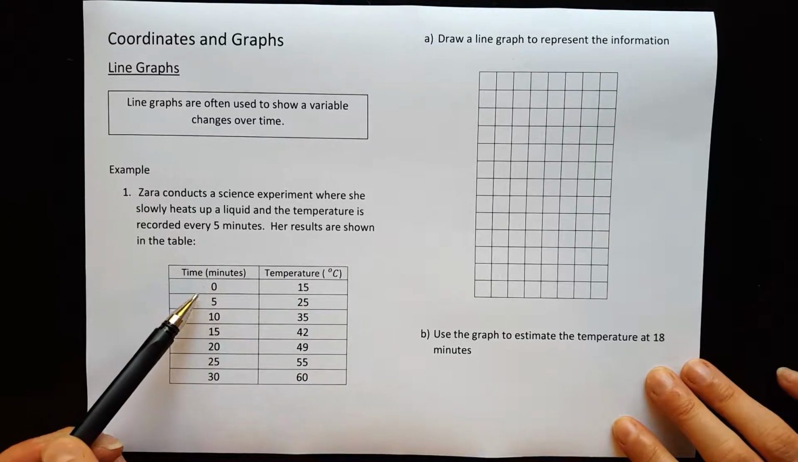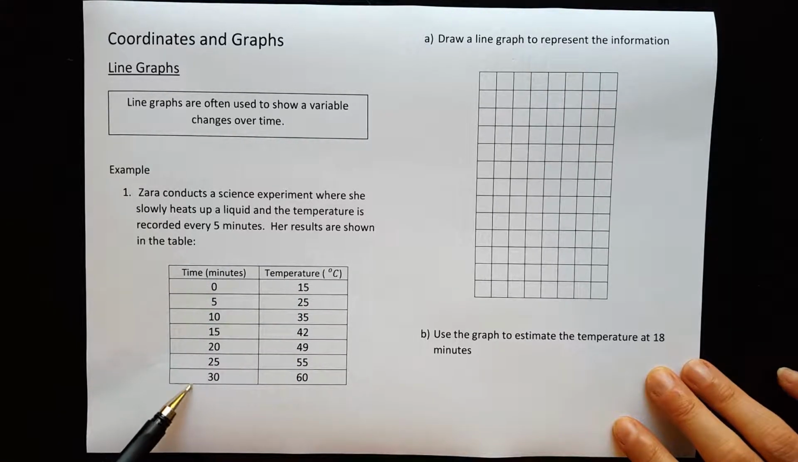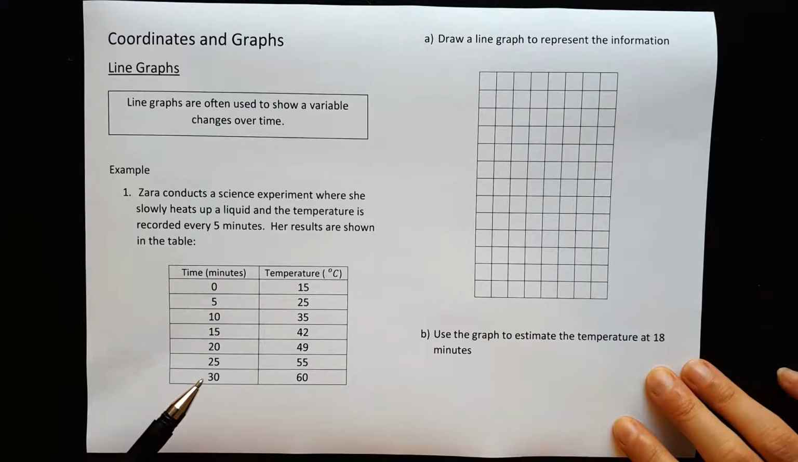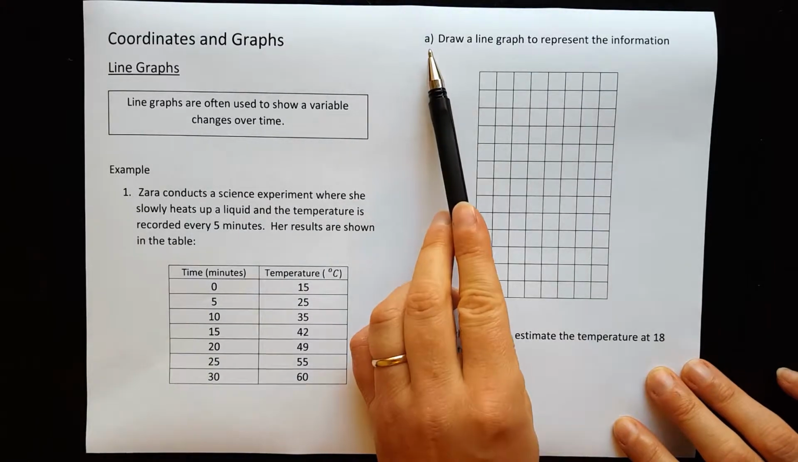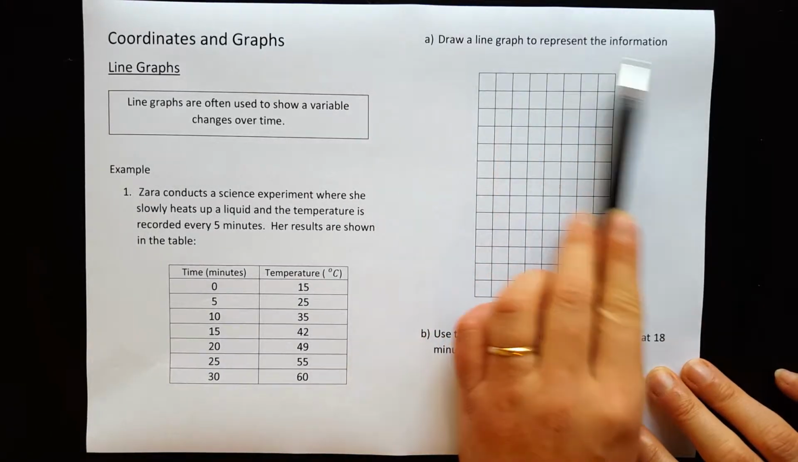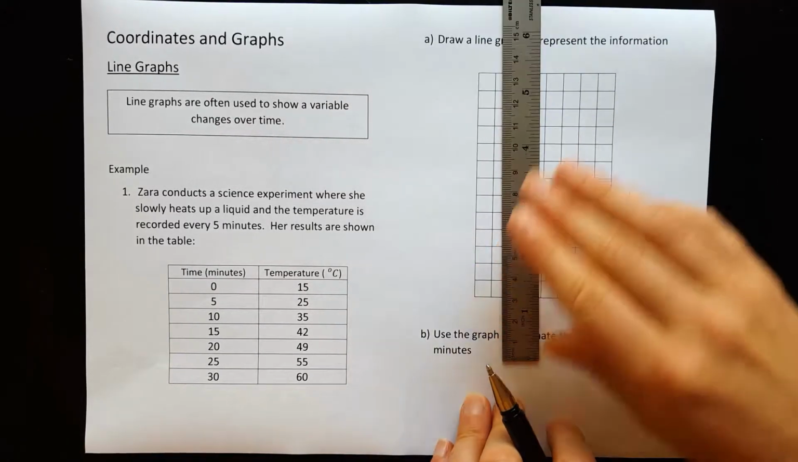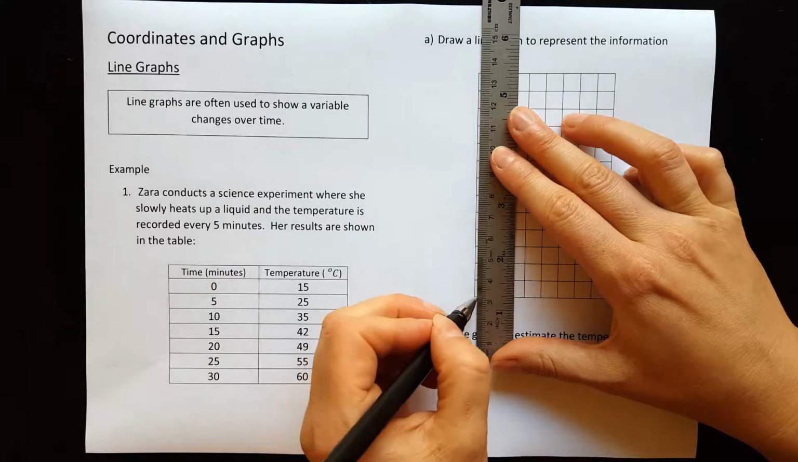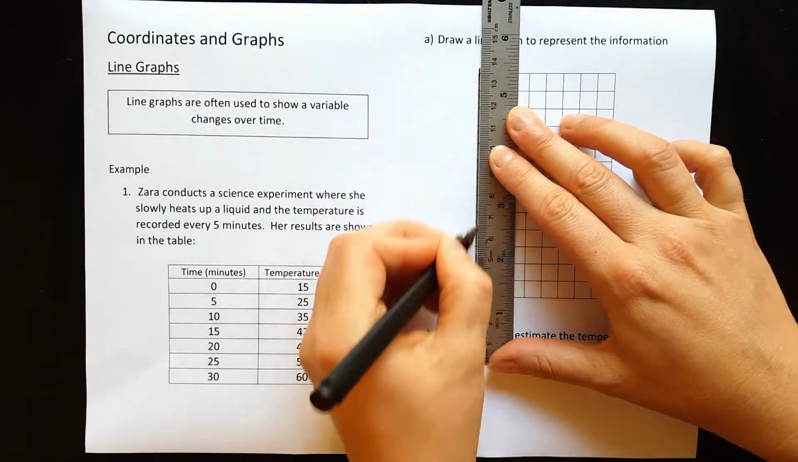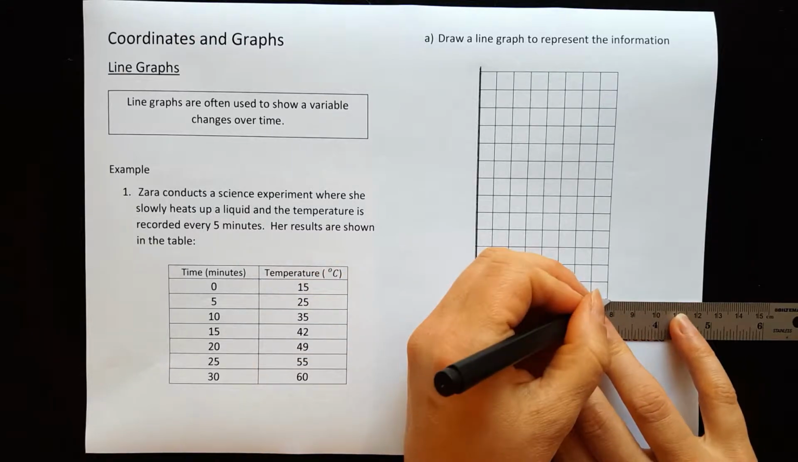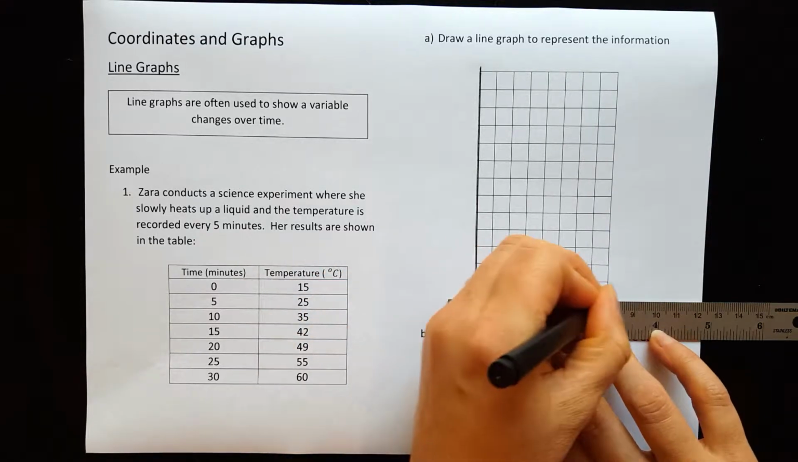So you can see the time here increasing by 5 minutes each time, and this was the recorded temperature. Not going up quite so nicely as that one was. So, A, draw a line graph to represent the information. We're going to draw our axes here on the edge of our grid paper. Always use a ruler when drawing graphs.